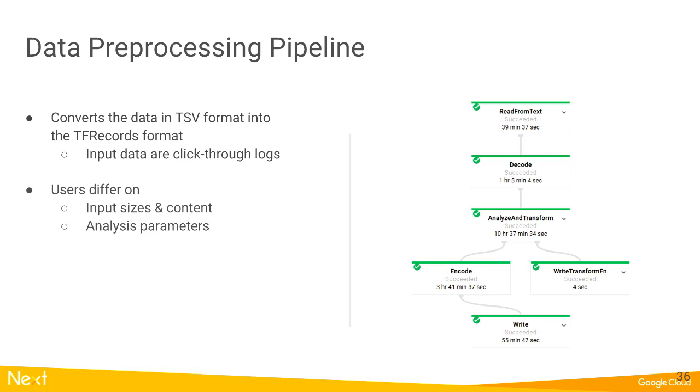This is a preprocessing step that can apply to many, many users. And those users will differ on input sizes and the content of the files. And they will also differ on the analysis parameters they want to use. Like this analyze and transform step is the meat of the transformation, right? And it has some things like, what is the threshold for merging things? How big do you want the output files to be, or things like that, right? And users may want to configure the application differently. These are not tuning parameters. These are application parameters that affect what the output is, okay?